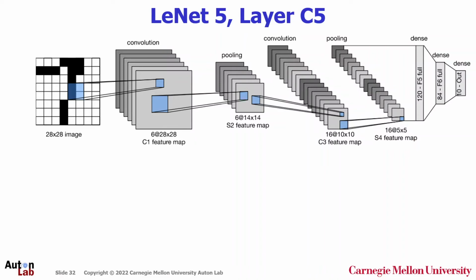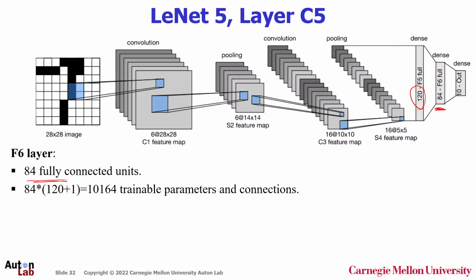The next layer, F6, is another fully connected layer. This layer has 84 neurons. Each of them is connected to all the 120 neurons in the previous F5 layer. Each of them has a bias parameter as well. So this layer altogether has 84 times (120 plus 1) trainable parameters.